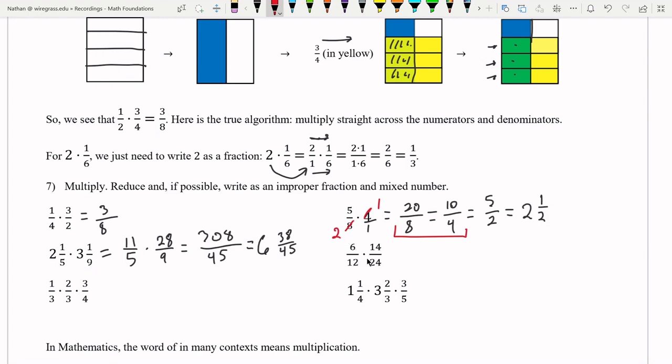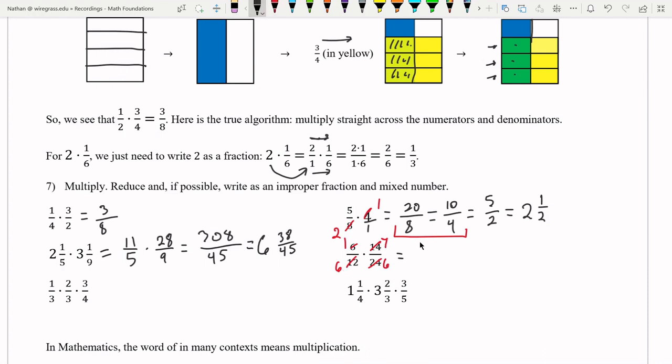6 and 24 can divide by 6. 6 divided by 6 is 1. 24 divided by 6 is 6. 12 divided by 2 is 6. And 14 divided by 2 is 7. So I have 1, 7, 6, and 6.